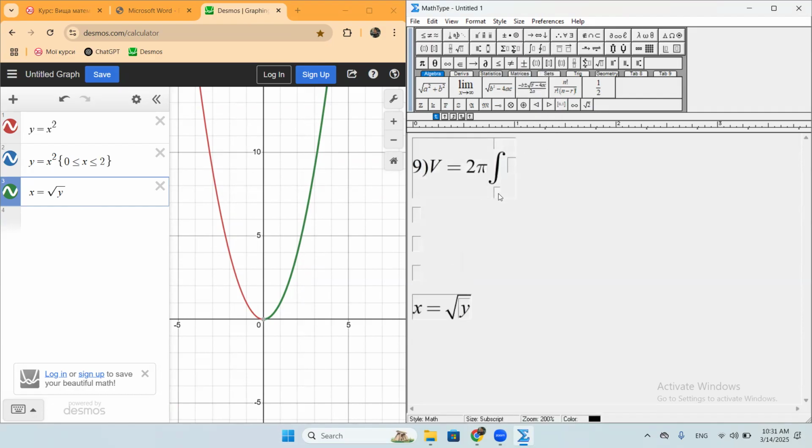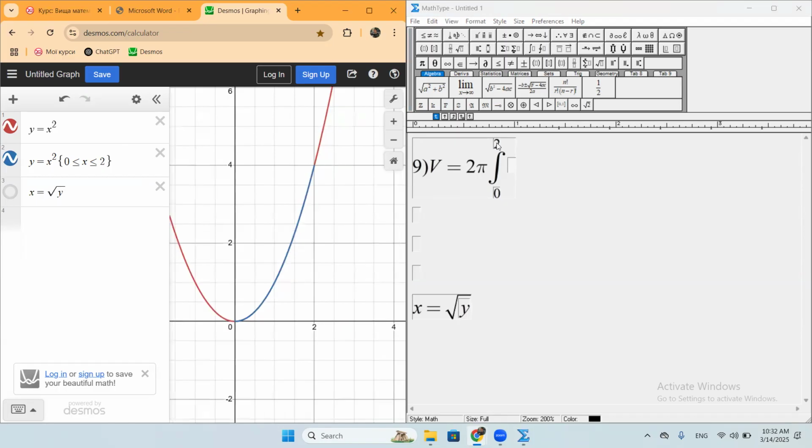So from 0 to 2, and yeah, stop. Just a moment. What is interesting for us in such a case? We need to specify a range of y values. So from 0 to 4, because y equals 4 on the top bound. And the integrand is y dy.